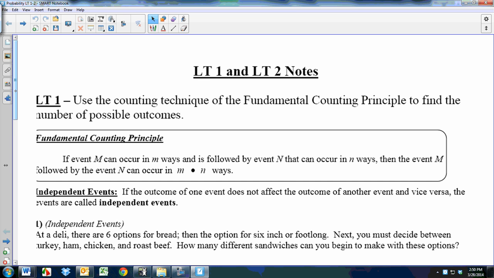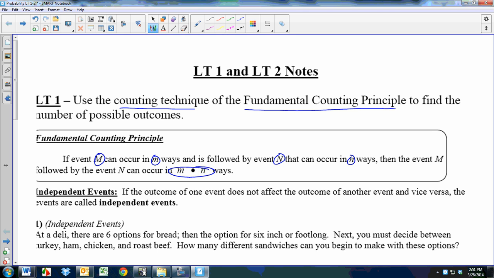So what is Learning Target 1? We are going to use the counting technique of the fundamental counting principle, which simply says if event M can occur in M ways and is followed by event N that can occur in N ways, then event M followed by N occurs M times N ways. Simply put, if you have 5 choices for a pair of pants, followed by 4 choices of shirts to wear with it, then 5 times 4, 20, are the number of outfits you can make.